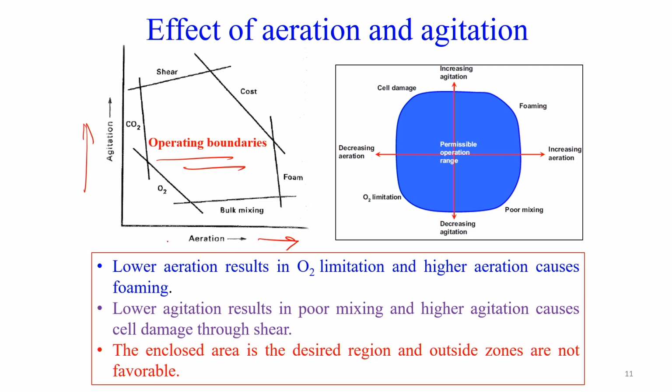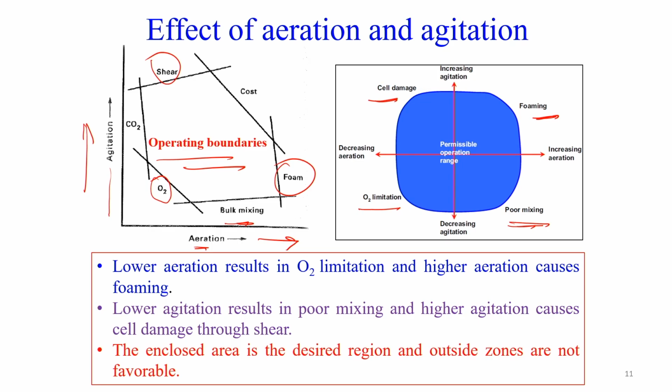If we have less aeration, we experience oxygen limitation. If you go for a very high rate of aeration, you can experience foaming. So, these are the two extremes, oxygen limitation and foaming. Similarly, for agitation, if the rate of mixing is very low, we observe poor mixing, and when it is very high, it exerts shear forces, and that may cause cell damage. So, these are the two extremes of agitation, poor mixing and cell damage.